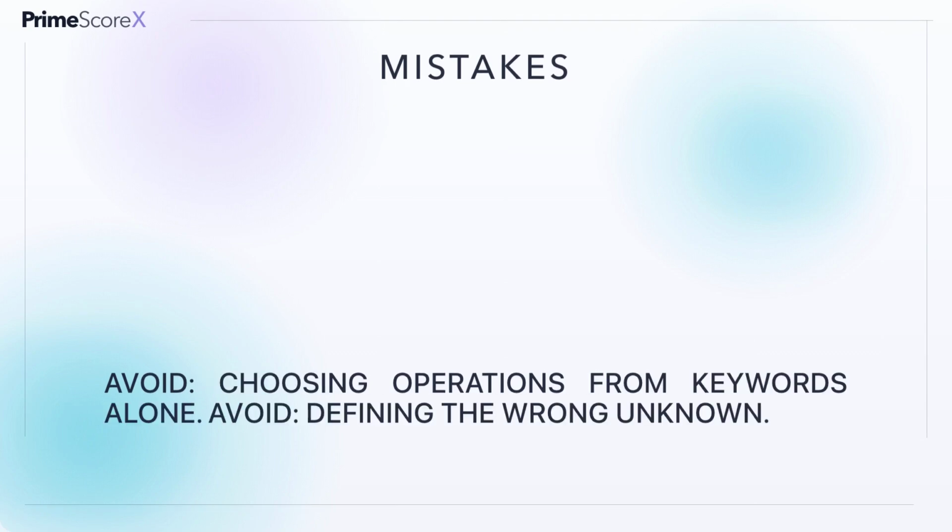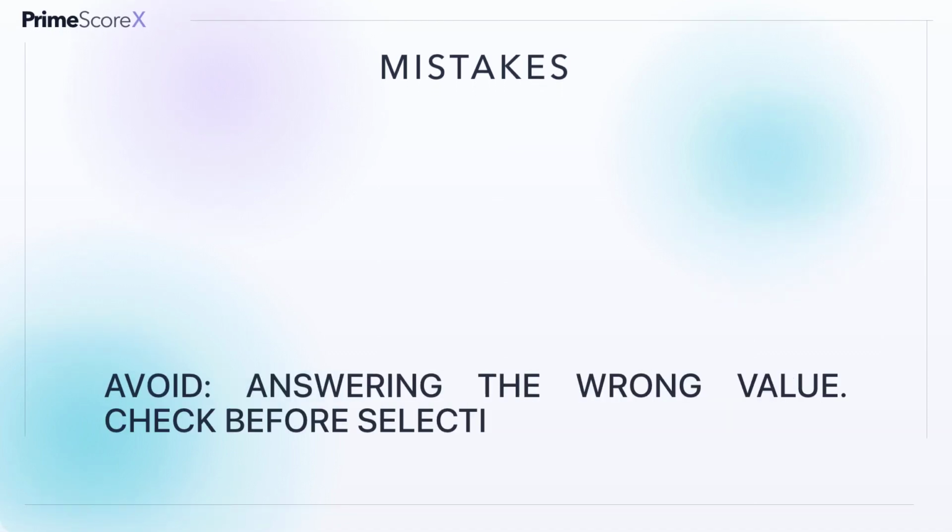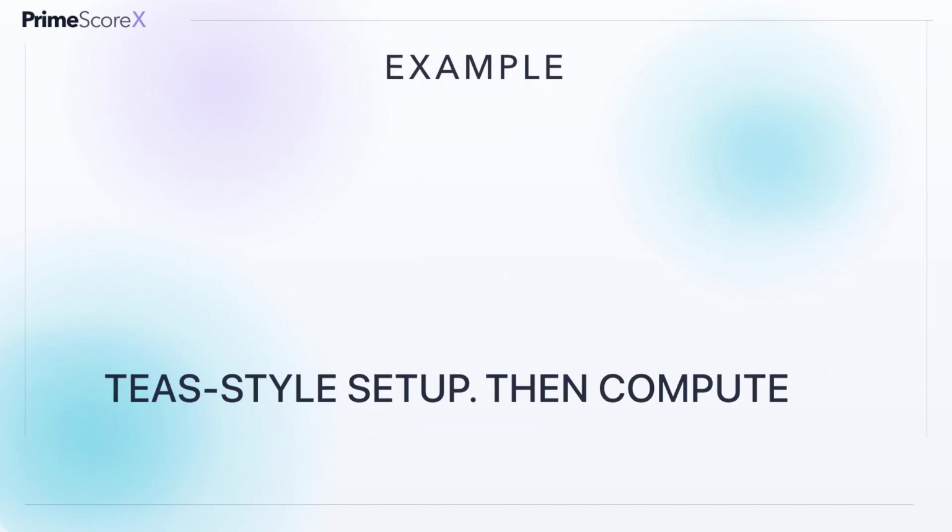A common mistake is choosing operations from keywords alone. This usually happens when a student recognizes the topic but does not check the actual question. Another mistake is defining the wrong unknown. Rushing the middle of the problem can create an answer that feels right but does not match the structure of the item. Another trap is answering the wrong value. This is especially dangerous on TEAS math because the answer choices may include common intermediate results. Before selecting, confirm that your answer is not just a number you produced, but the number the question requested.